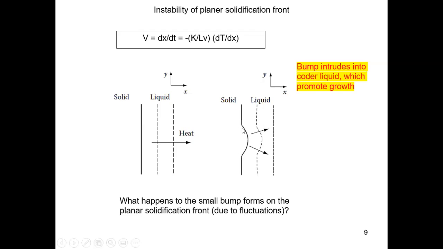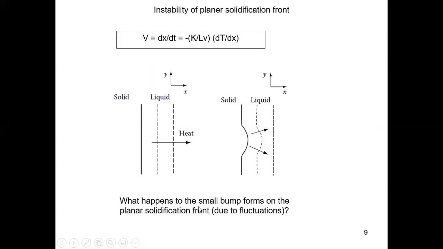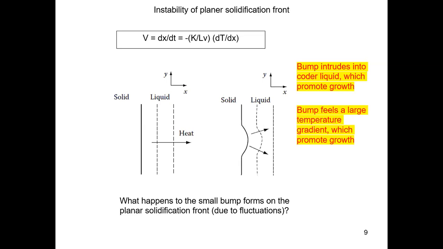If you have a small bump that protrudes into the liquid, because the liquid has a lower temperature, see here, the further you go into the liquid, the lower temperature you feel, right? So if a small bump develops on the surface and protrudes into the liquid, it gets into a colder region, so it feels happy, and in general it will grow.